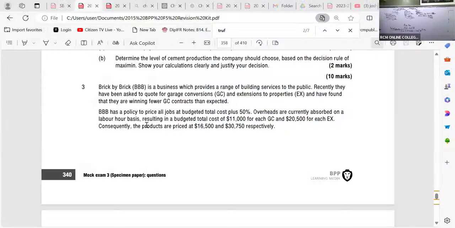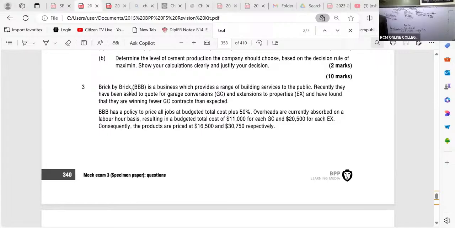Let me just complete it by repeating. It is this concept of ABC, activity-based costing. And I would want us to use this question, which is question number 3 on page number 340.